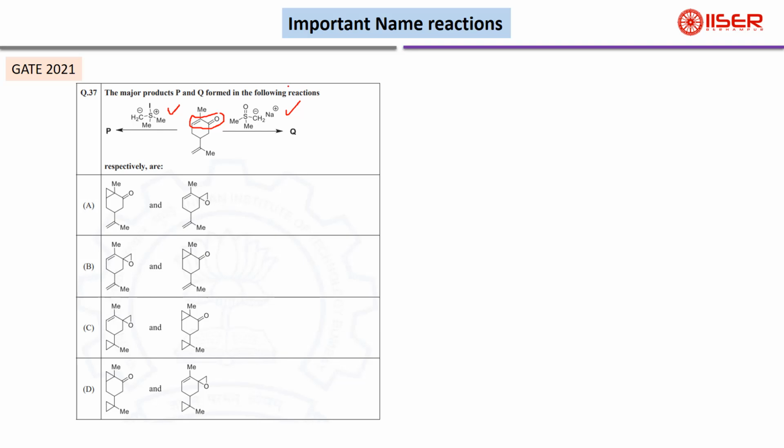And if you use sulfoxonium ylide, it will give a cyclopropane ring. So the correct option is option B. All this mechanism and how the selectivity works, I have already discussed in the last class. You can go and check here. We are just exercising the problems, how they come in our upcoming examinations.